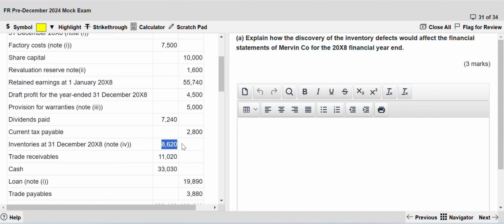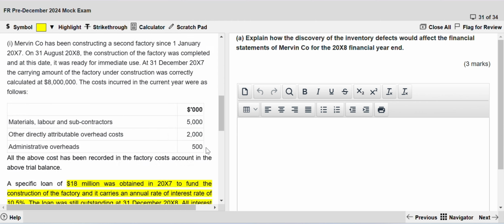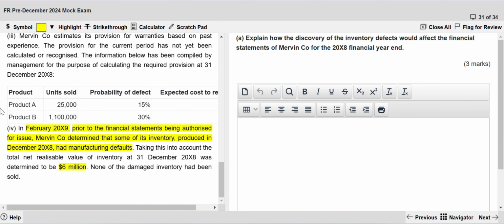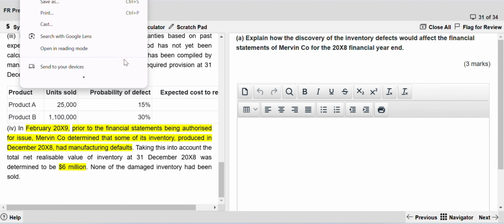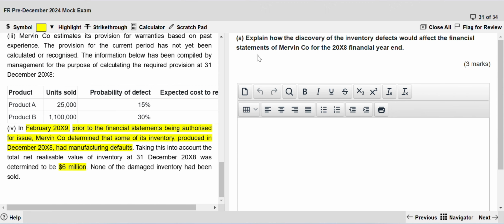Inventories is 8620. But the total NRV of the inventory is 6 million. So approximately 2 million should be written down. Yes. And even though this event took place in February, we will have to adjust the financial statements before the year end, because it's an adjusting event. Profit we have to reduce, right?